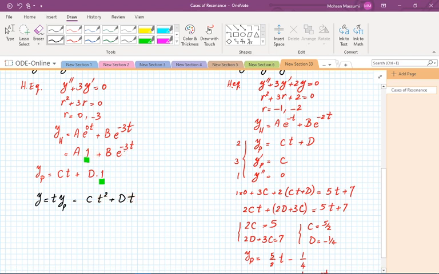What we do now is take this as our starting guess instead of yp, and we proceed like that. So what do we do? We take our derivative. The derivative of this, of course, is 2ct plus d. We take the derivative again.